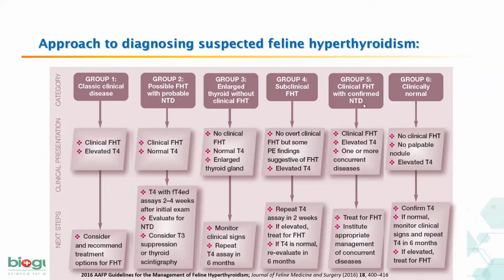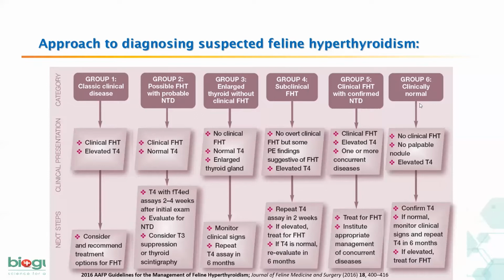In case of group 5, the cats will have clinical signs of hyperthyroidism with a confirmed non-thyroidal disease also. So if the cat is concurrently having two diseases simultaneously, which are also affecting or showing symptoms of hyperthyroidism, you need to give a treatment in a way that the concurrent disease and the hyperthyroidism will be treated simultaneously. So this is a very critical case where you need to check and consider a lot of factors before you start the treatment.